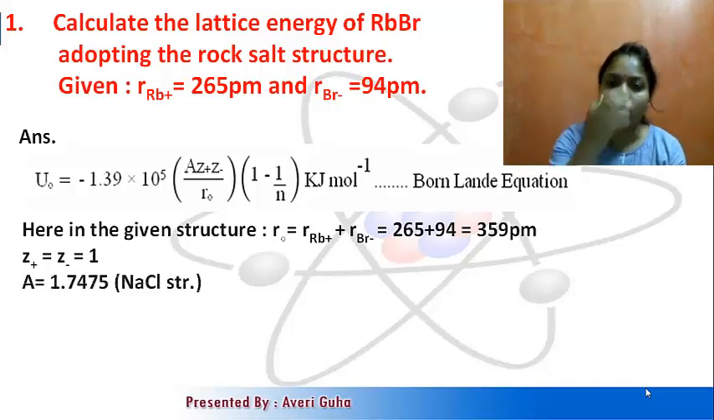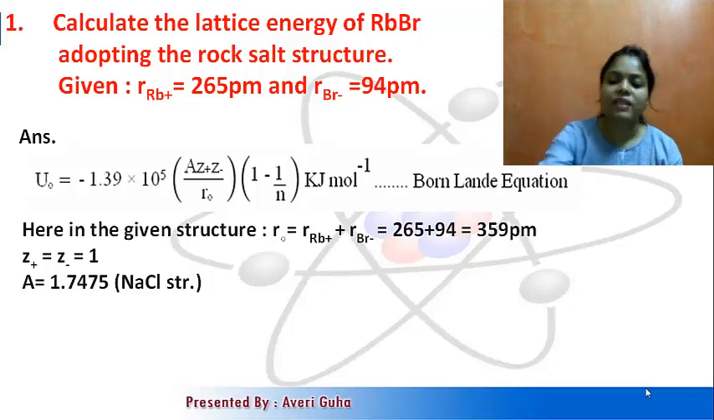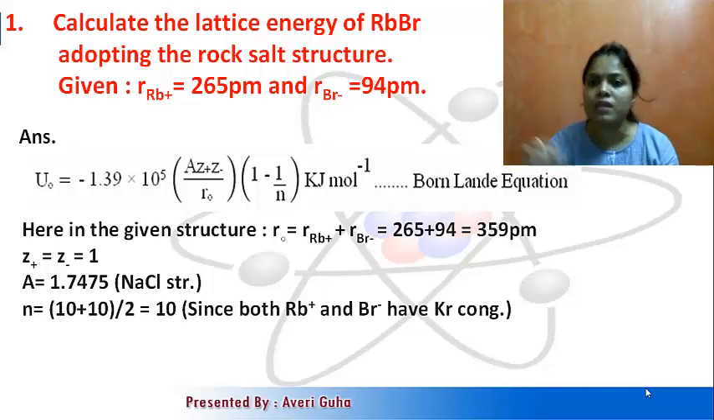And since it is a rock salt structure, that means NaCl type structure, we have seen in our earlier slide that the Madelung constant should be 1.7475. And see, here the Born exponent will be what? For rubidium plus and bromide minus, you can go to the previous slide and see, both adopt the krypton configuration. That means both will have a Born exponent of 10.